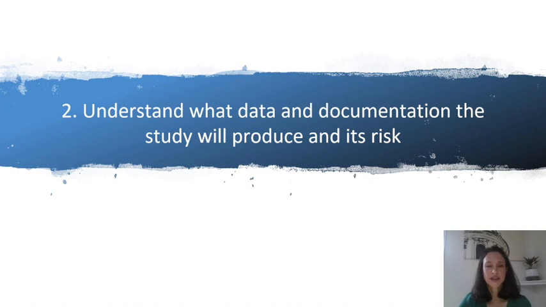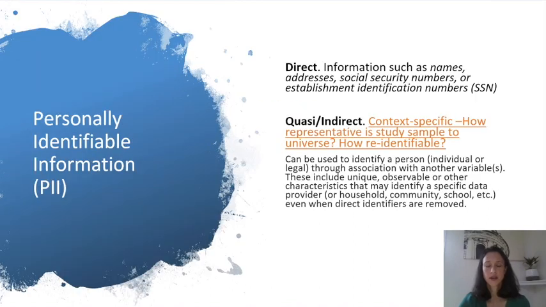Point number 2 is understand what data and documentation the study will produce and the potential risks associated with that data, particularly if there was an unwanted disclosure. So first, does your study require the collection of personally identifiable information, so PII? I think this is pretty straightforward, but there are 2 categories here.